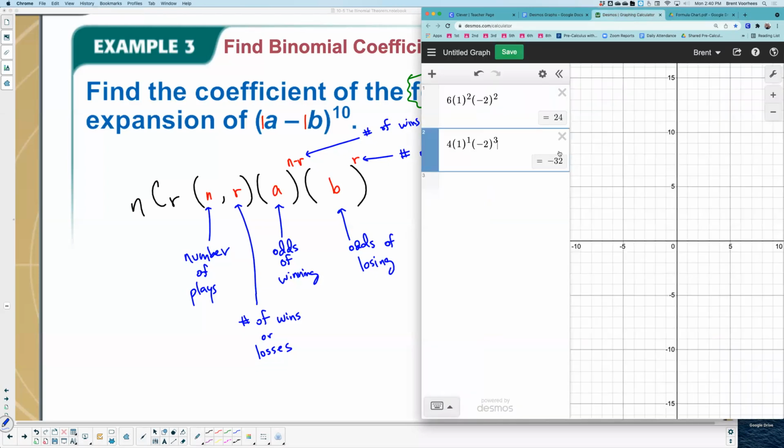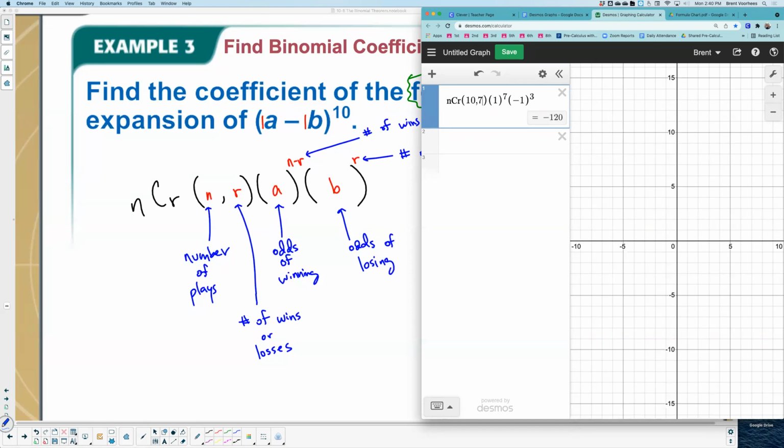Over to Desmos, and this will get us our Pascal's number. NCR, you have to use a capital C, with 3 parentheses. The first one, we said we're playing the game 10 times, and we are winning 7 of them. The odds of winning were 1A, so I'm just going to put a 1. And we win 7 times. The odds of losing was negative 1. And we're going to do this 3 times. Now, I'm getting negative 120.